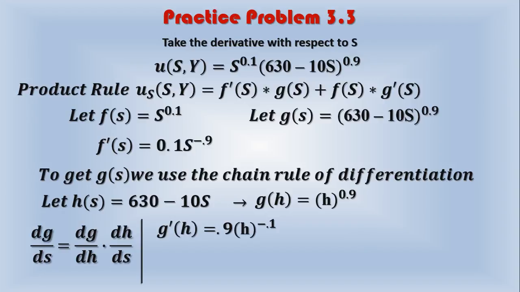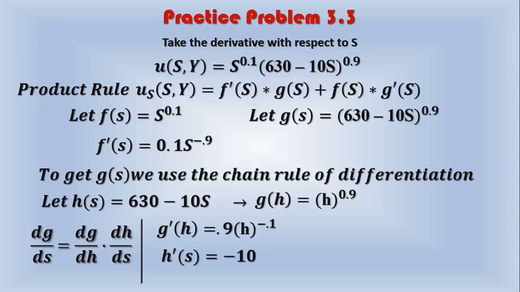And then the derivative of the inside function is equal to what? Negative 10, right? 630 is a constant, that's 0. And then negative 10 times s, you have s raised to the power of 1, multiply the whole thing by 1. S raised to the power of 1 minus 1, which is equal to s raised to the power of 0, which is equal to 1. So you have negative 10. All right, so the derivative of the inside function is equal to negative 10.